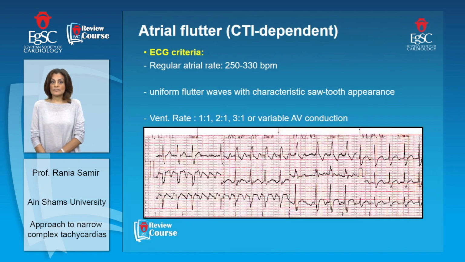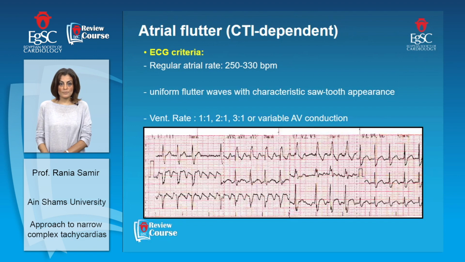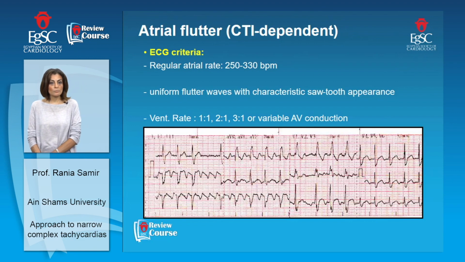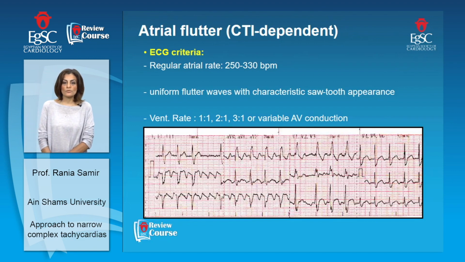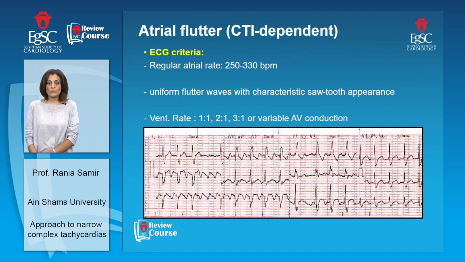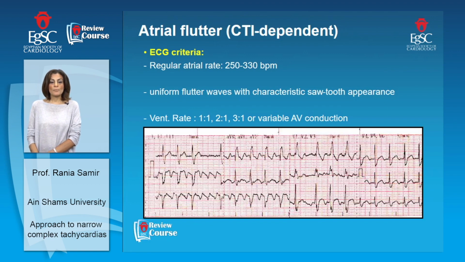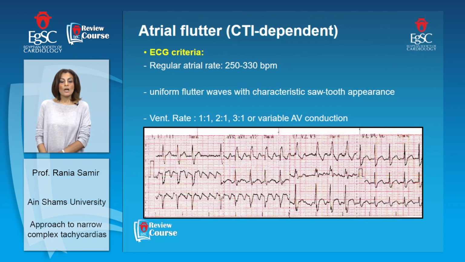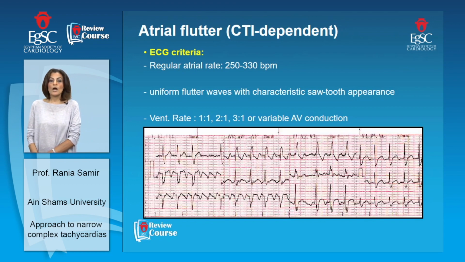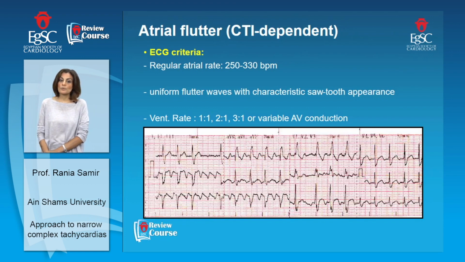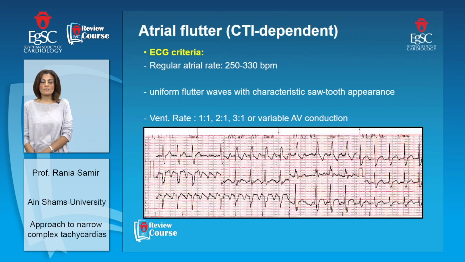The ECG criteria of typical atrial flutter, or cavotricuspid isthmus-dependent flutter, are a regular atrial rate measuring from 250 to 330 beats per minute with uniform flutter waves with a characteristic sawtooth appearance, as we can see here in this ECG of a patient with a counterclockwise atrial flutter. We can see a uniform morphology of the flutter waves and no isoelectric interval between them, but the presence of an isoelectric interval doesn't exclude atrial flutter. You can see it in atypical atrial flutter.